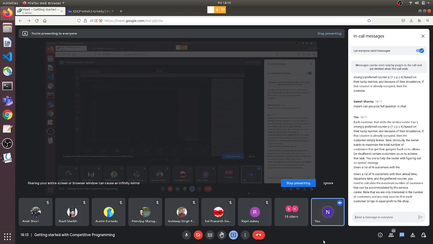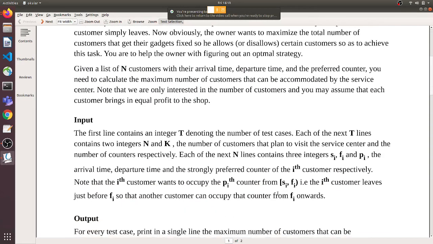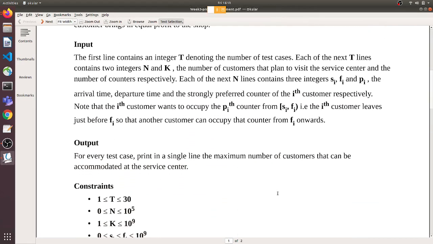Now let us look at the input format and do a few examples, and with that the problem statement will become more clear. So the input format is that you will be given t test cases. Each test case has two integers n and k, where n is the number of customers, k is the number of counters, and every n lines contains three integers si, fi, and pi, where si is the start time or the arrival time of customer i, fi is the departure time of customer i, and pi is the preferred counter of the ith customer.